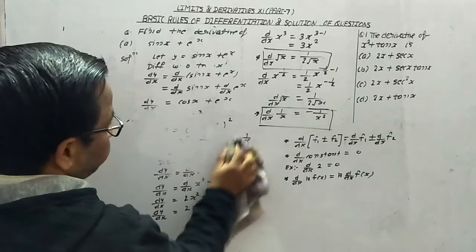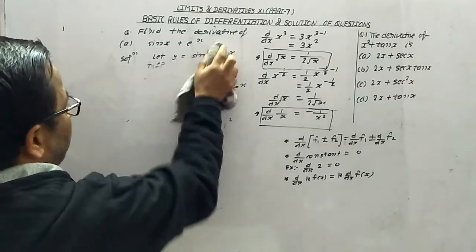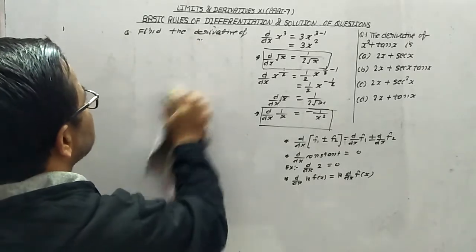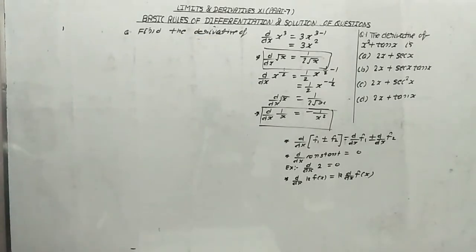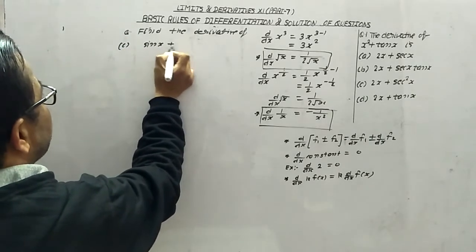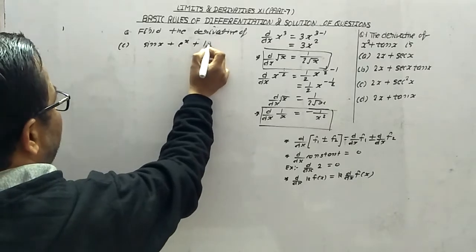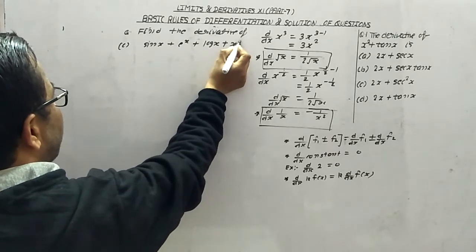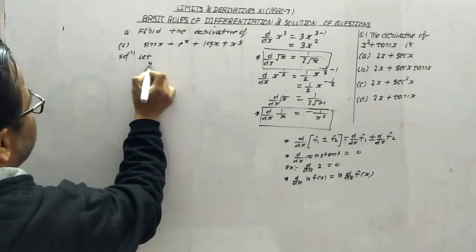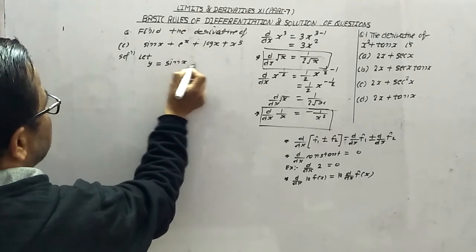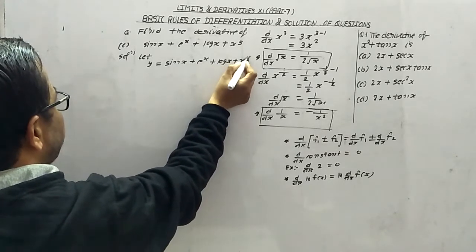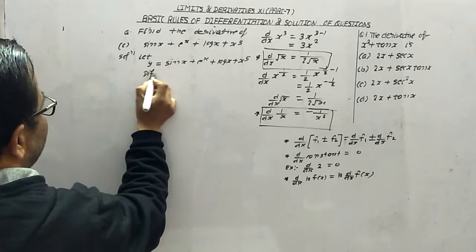Now look at this thing. If we think about other questions, then the same procedure we have to use that I explained right now. If we have to find the derivative of sin x plus e raised to power x plus log x plus x raised to power 5, how will we do the solution? Solution is let y is equals to sin x plus e raised to power x plus log x plus x raised to power 5. Now differentiate with respect to x.